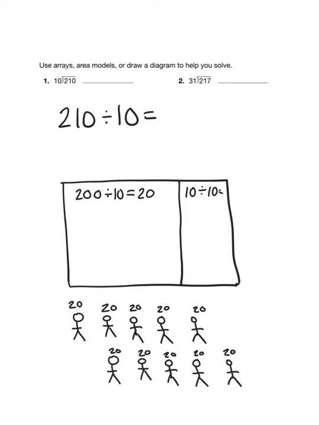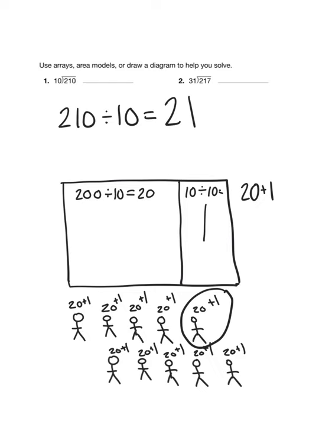And then 10 divided by 10 is 1. So now I'm going to give each of my 10 friends one more M&M, and now I'm all out of M&Ms. I don't have any more to share once I've done that. So each friend got 21 M&Ms. So 210 divided by 10 is 21.